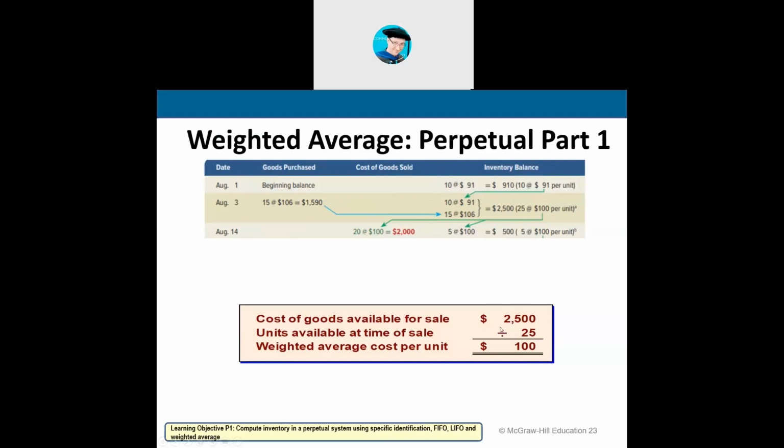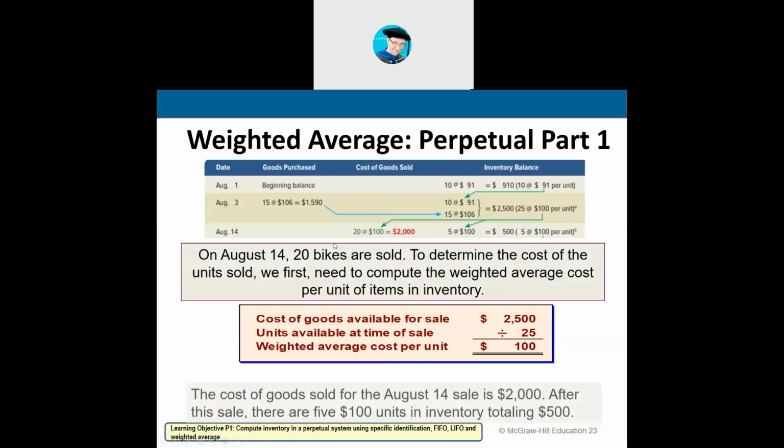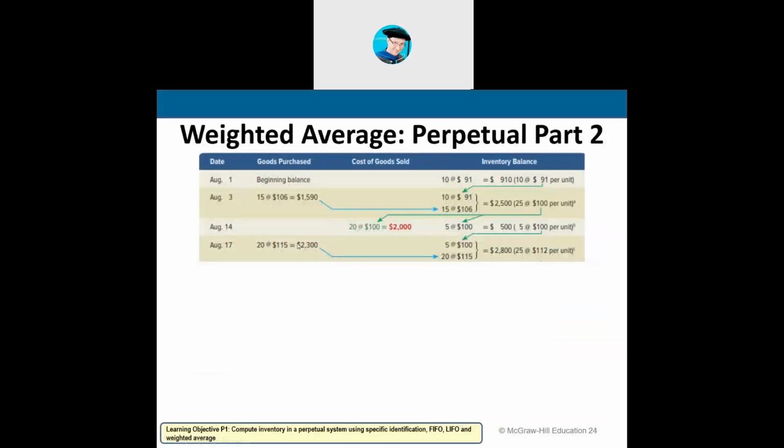Which got me up to 25 units available for sale on August 3rd. I take my cost of goods available for sale, $2,500, divided by 25 mountain bikes available for sale to get me to $100 of cost of goods sold per mountain bike. In this case, my total cost of goods sold on August 14th is $2,000. That's the easiest one to do, right? Okay.